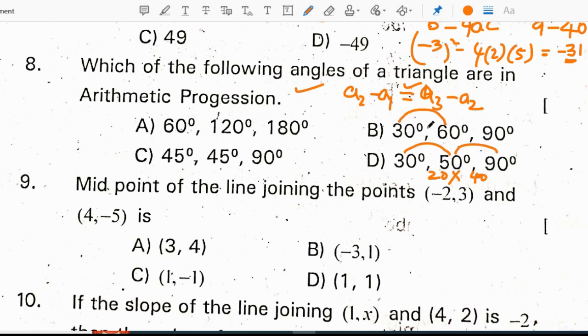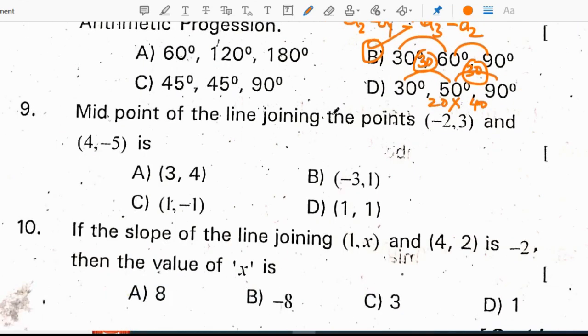60 minus 30 is 30 and 90 minus 60 is 30. Here both a2 minus a1 and a3 minus a2 are equal. So correct option is option B.